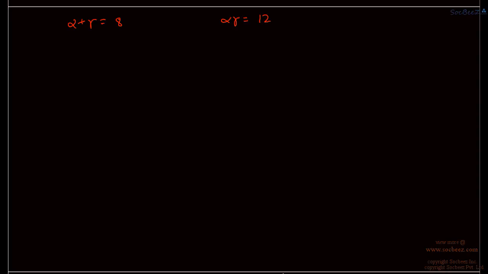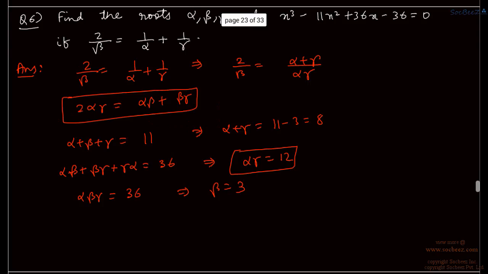A simple guesswork here or even hard and fast calculation also will give you anyway the result that alpha is equal to 2 and gamma is equal to 6, right? 2 plus 6 is 8 and 2 into 6 is 12. Hence the roots are 2, 3, 6. Right? So we see that again the relation of the roots helps us a lot in finding the required thing in the question.